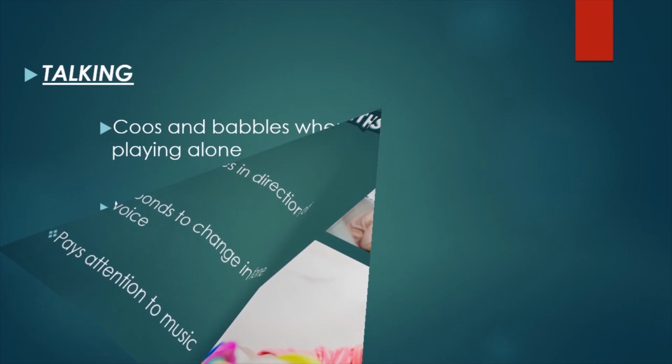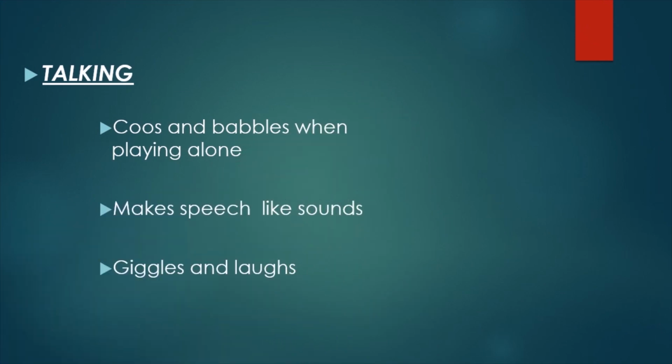So that's about understanding. Now moving on to the next one, that is talking. In terms of actually speaking, what happens at this age range? In a 4 to 6 month baby, you can see there is cooing and babbling when playing alone. So you understood what is cooing. Cooing is all those cute noises that they make. And then comes babbling. Babbling usually starts around 6 months, exactly 6 months.